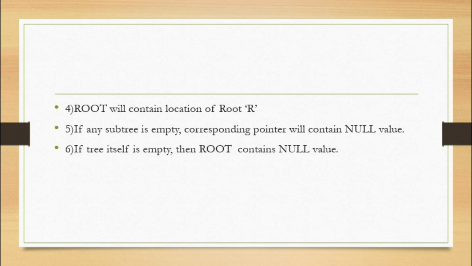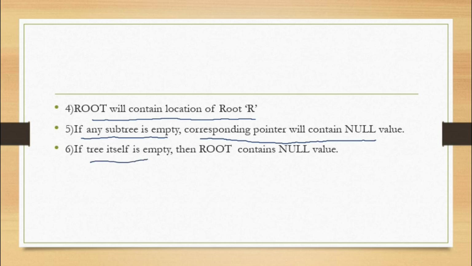We have more rules there. What are those? Root will contain the location of root r. If any subtree is empty, then the corresponding pointer will contain a null value. So that means 0, it will have 0. If the tree itself is empty, then root will contain a null value. So these are the 6 golden rules of the linked representation. If you know these rules, then only you will understand the linked representation.